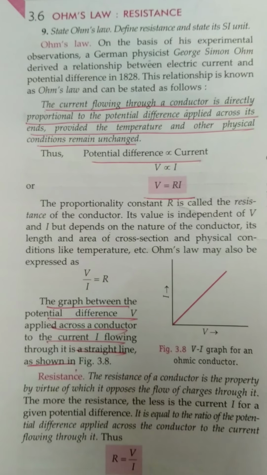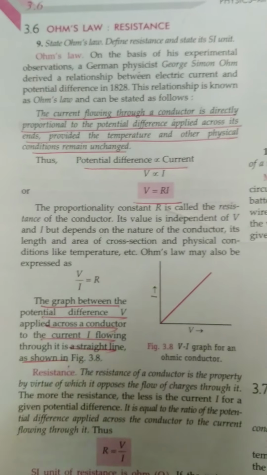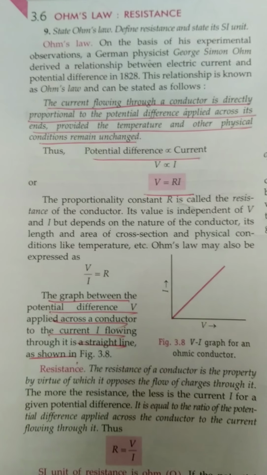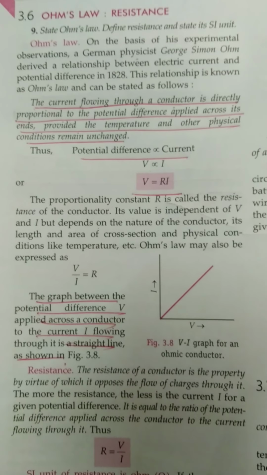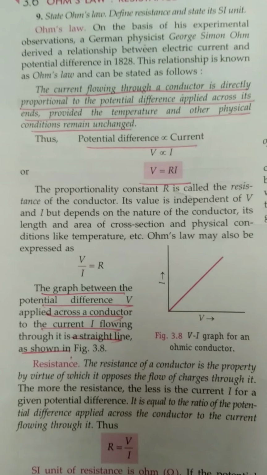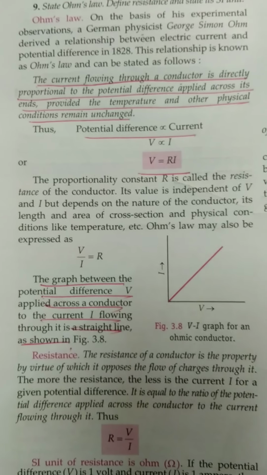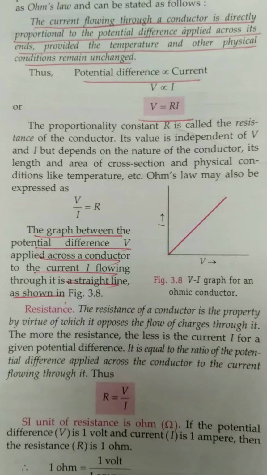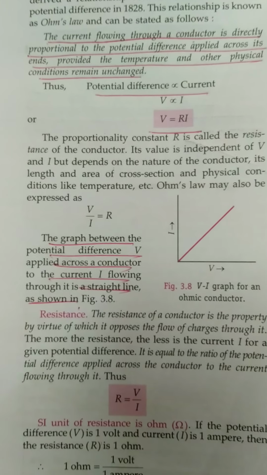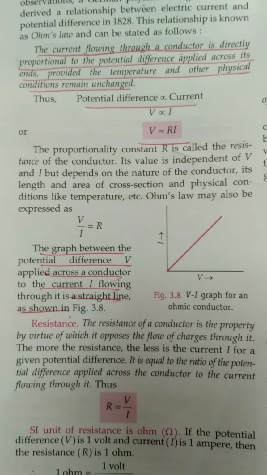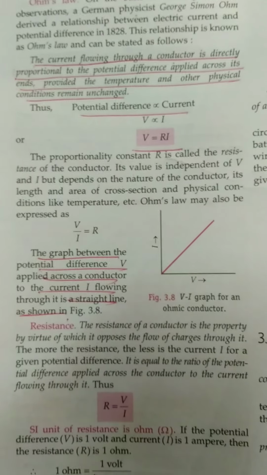Here other physical conditions are pressure, volume, temperature. They should remain same. V proportional to I. On removing the proportionality sign, we will get V is equal to I into R. If we draw a graph between I and V or V and I, the graph between V and I is a straight line. Straight line graph shows that V proportional to I.